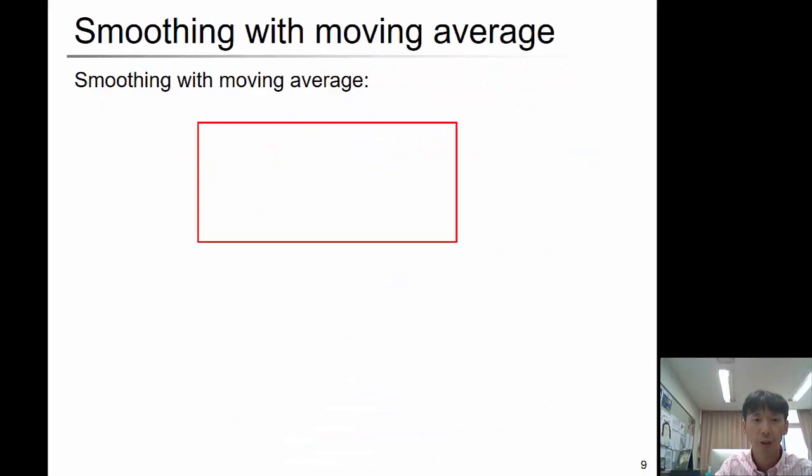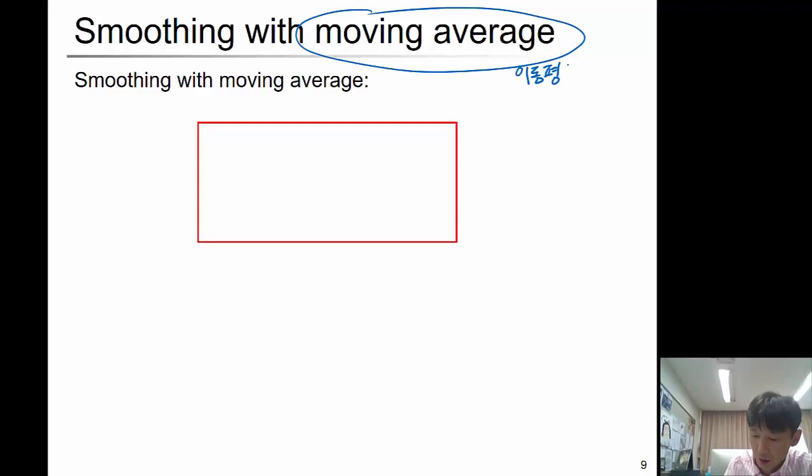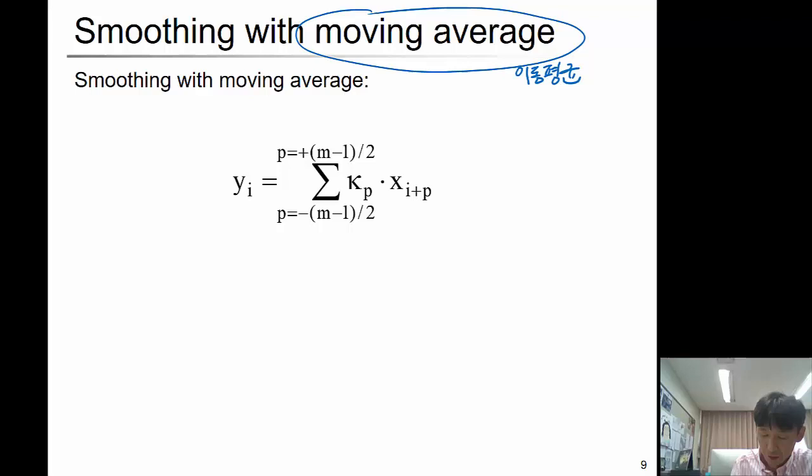Okay, and the next method is called the moving average. In Korean, it's 이동평균. And the equation is like this. K_p is the kernel weight, and x is the value. Let me explain with this concept here.